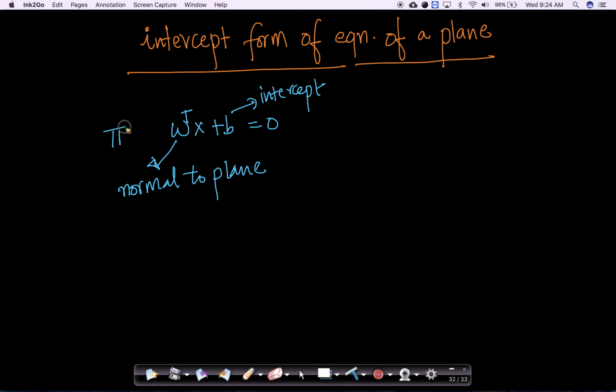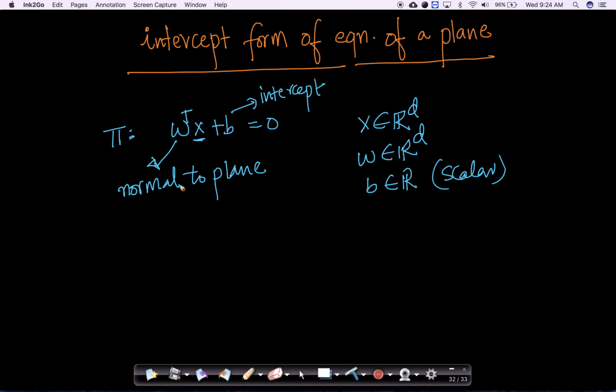If you have a plane pi, where X belongs to R^D, in a d-dimensional plane, similarly W belongs to R^D and B is a scalar. This is what we described. A lot of students ask us, given this plane equation, which dimension does this intercept work in? Very valid question. So let's work from the basics.